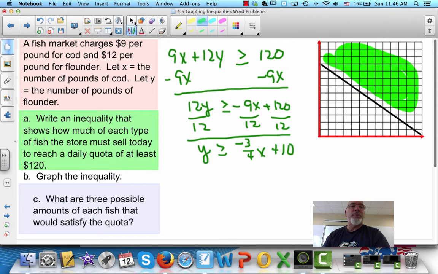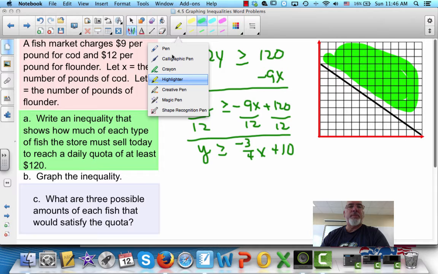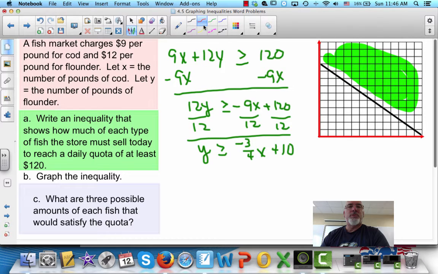So when we do part C down here and it says what are 3 possible amounts of each fish that would satisfy the quota, let's choose something on the line first and see if it works out. Let me get my marker here. Go back to the pen. Choose a color red, and let's choose 4 and 7. That is a point on the line.